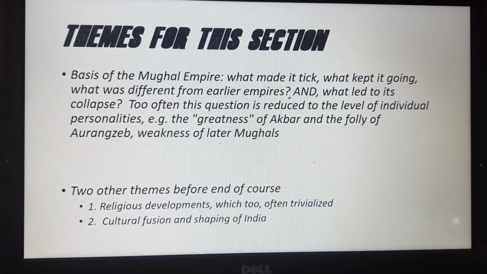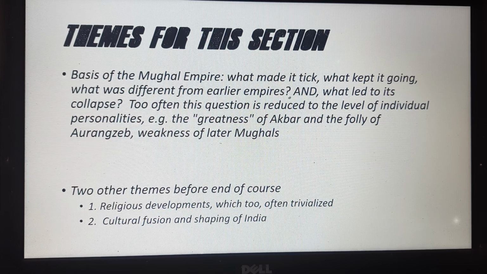Themes for this section. The basis of the Mughal Empire: what made it tick, what made it go, what was different from earlier empires, and what led to its collapse. Too often, this question is reduced to the level of individual personalities. For example, the greatness of Akbar and the folly of Aurangzeb, the weakness of later Mughals.